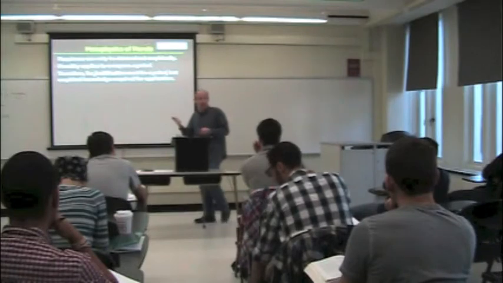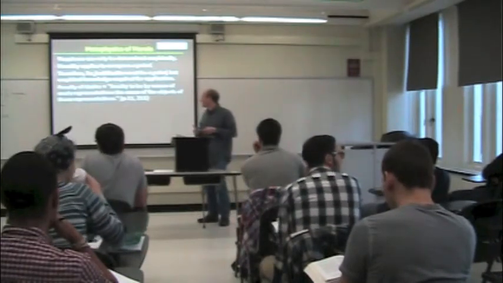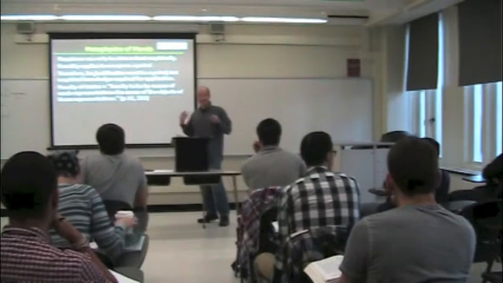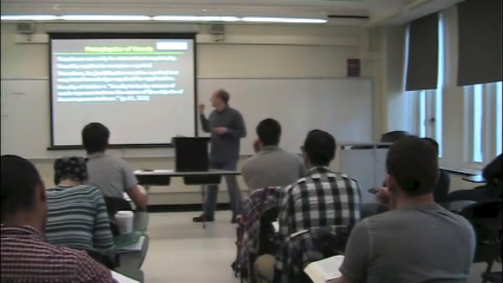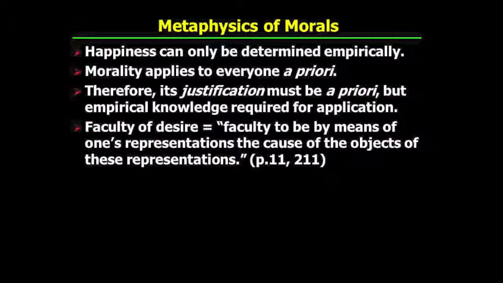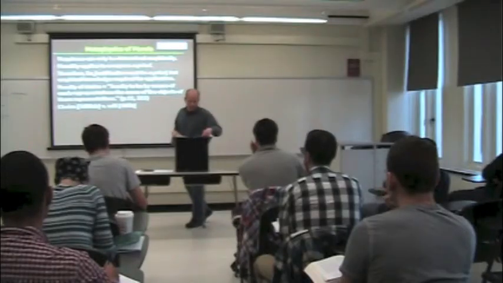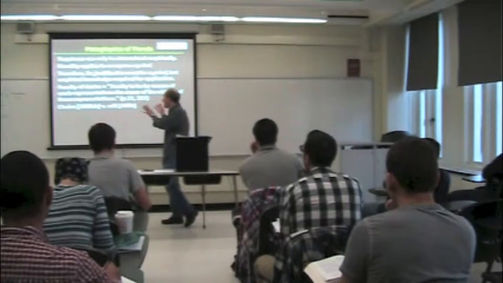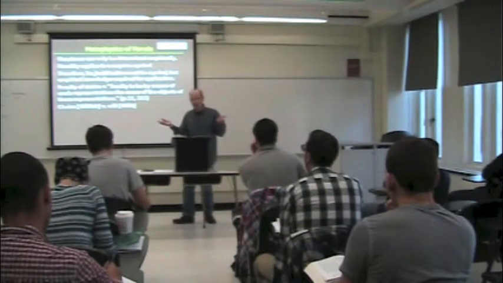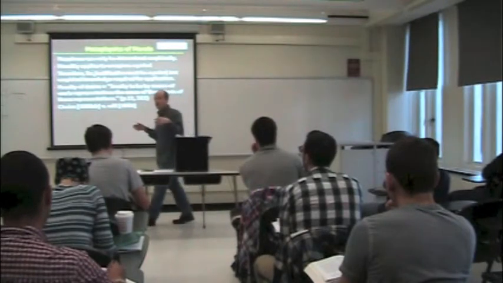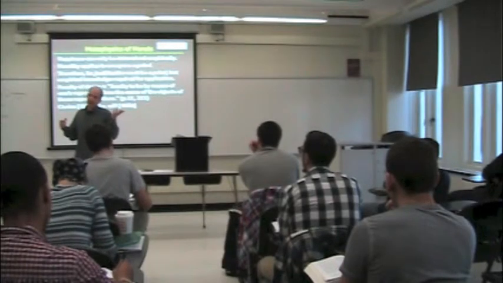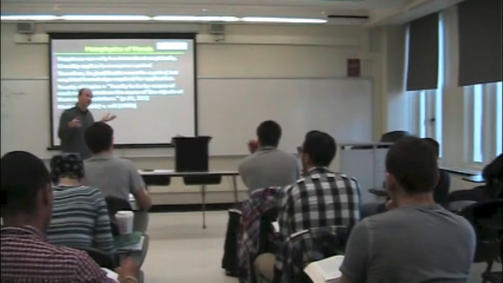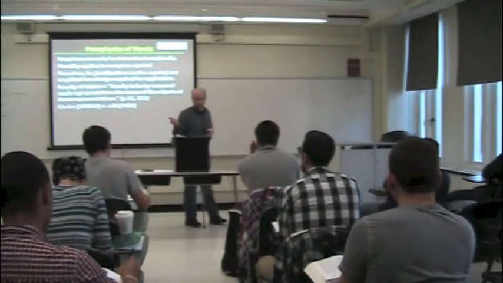Okay, so that's the crucial distinction between two kinds of desires. So I said that the desire is the faculty by means of one's representations to become the cause of the objects of those representations. And there's a crucial difference here between two different kinds of desires based on whether the end is empirically determined, that's an inclination, or whether it's determined by reason, that's an intellectual desire.